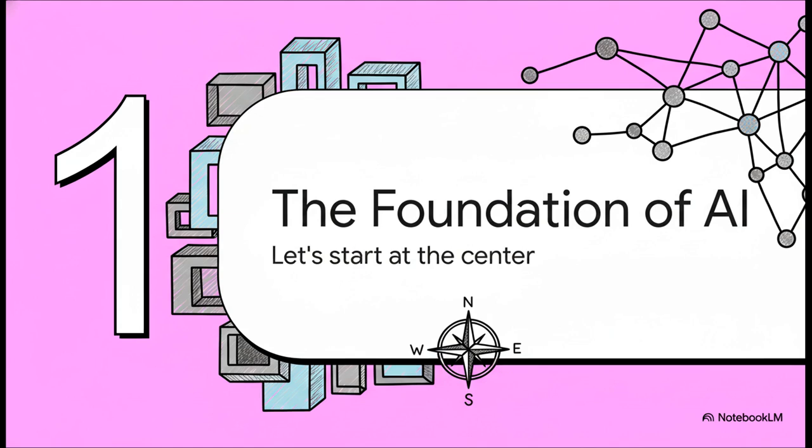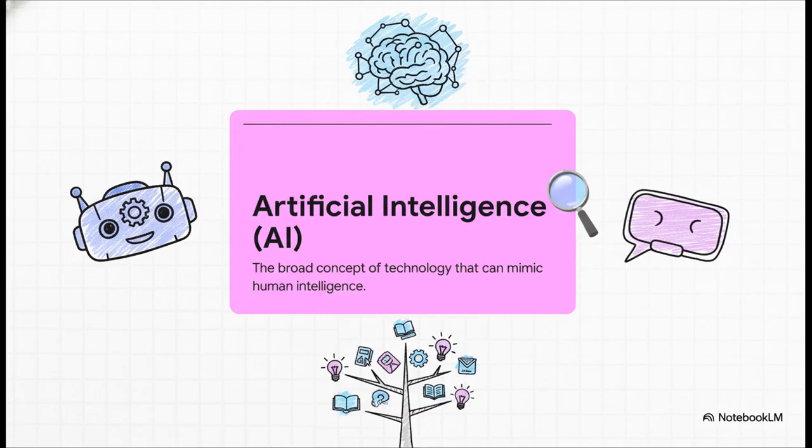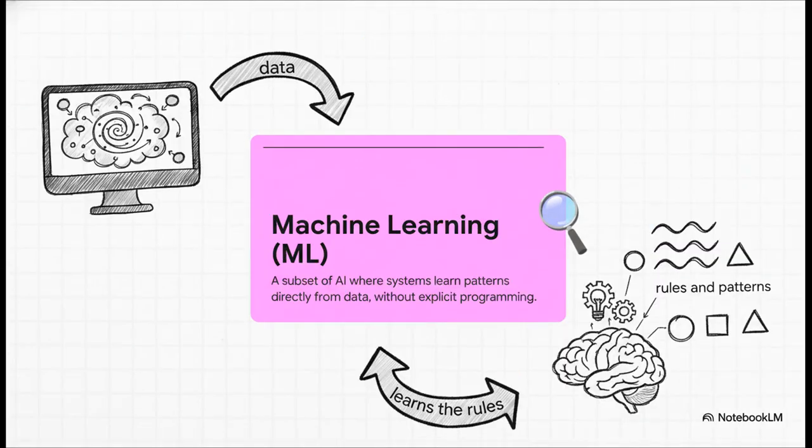Okay, first things first. With anything this big and complex, you have to start with the basics. So let's go right to the very center of our map and talk about the core ideas that everything else is built on. And it all starts with this one, artificial intelligence, or AI. This is the big, giant umbrella term for the whole field. It's the original dream, going back decades, of creating technology that can think, reason, and learn in a way that feels, well, human.